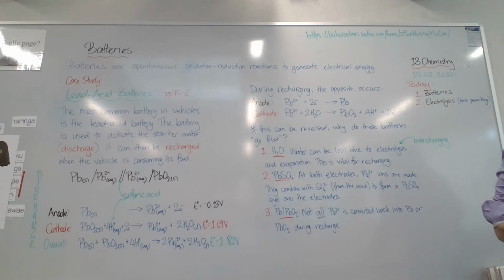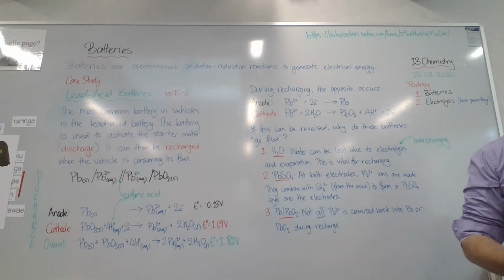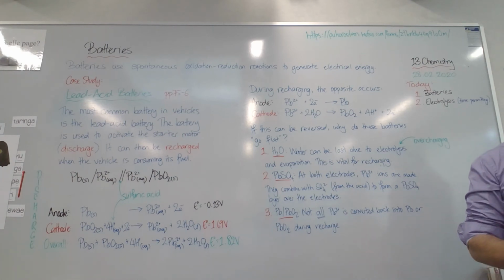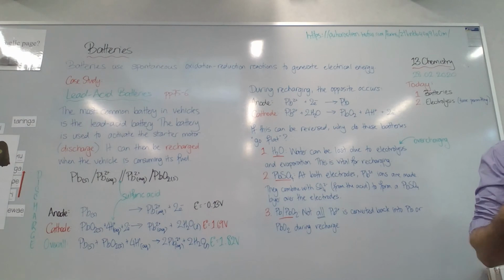So if this can be reversed, how come we have to replace a battery? By the way, you don't have to do it often. In a motorbike, it's about every 15 years. So a scooter or motorbike, it's 15 years. They last a really long time. There's so few electrical parts in those. One is water, and that's really easy. You just top them up with water.